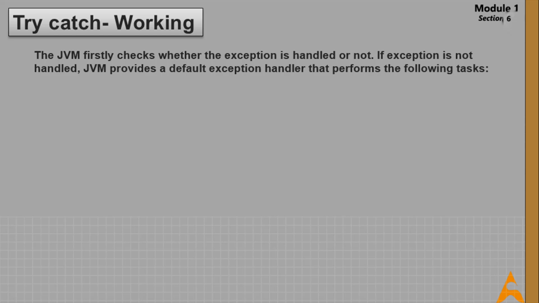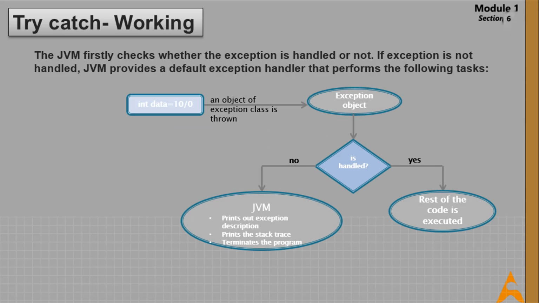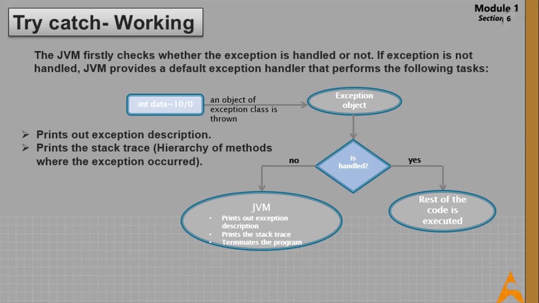Let's discuss the internal working of try and catch blocks. You must see the diagram carefully. The JVM first checks whether the exception is handled or not. If the exception is not handled, the JVM provides a default exception handler that performs the following tasks. It prints out the exception description, prints the stack trace, that is the hierarchy of methods where the exception occurred, and causes the program to terminate. See the flow of data in the diagram.